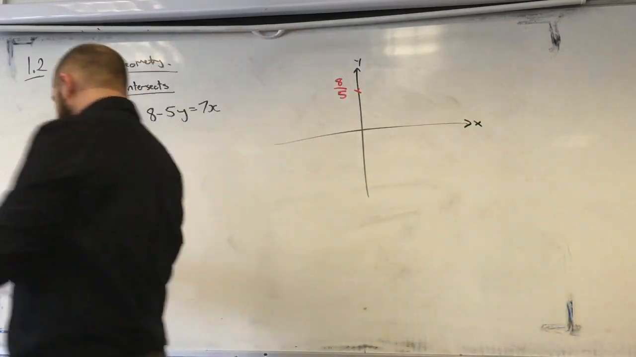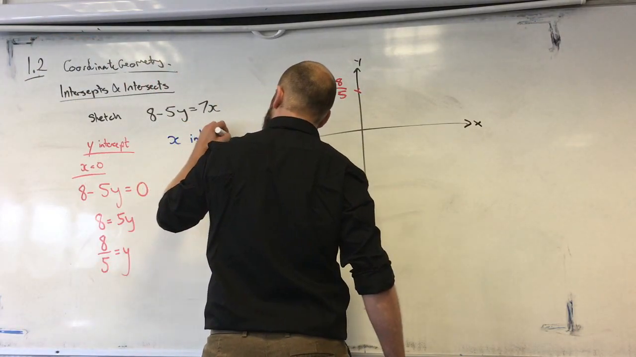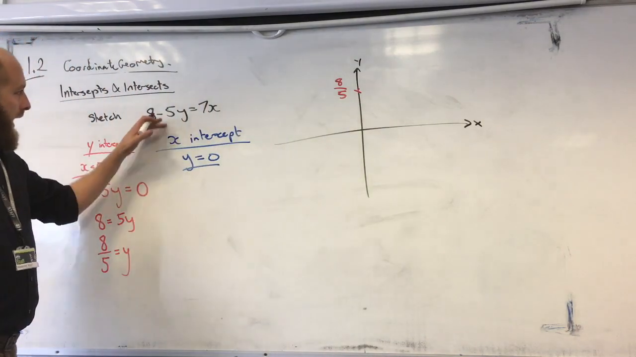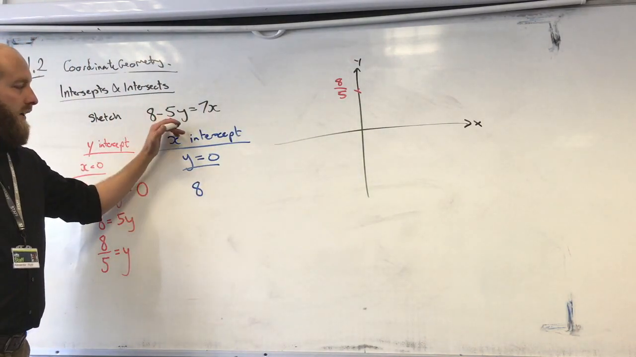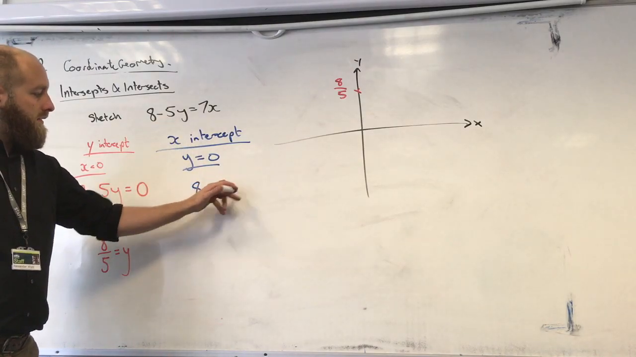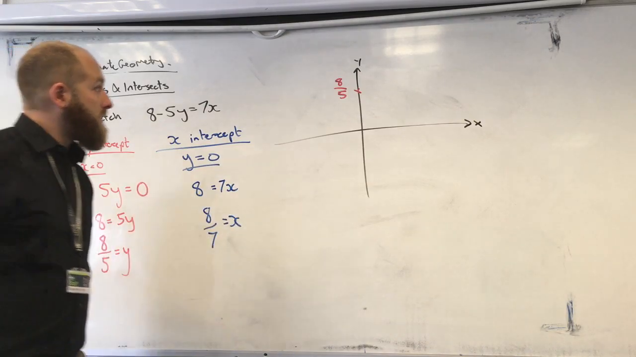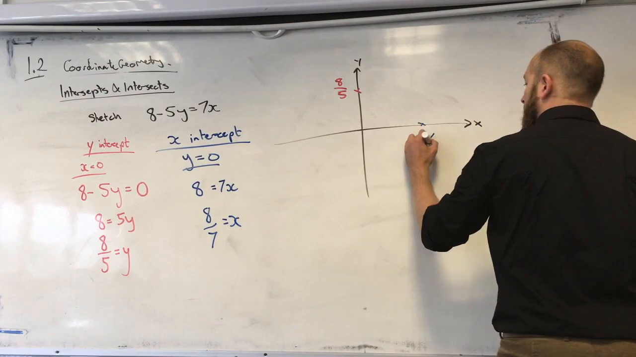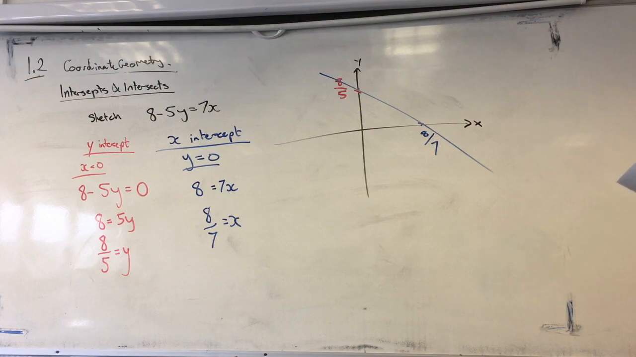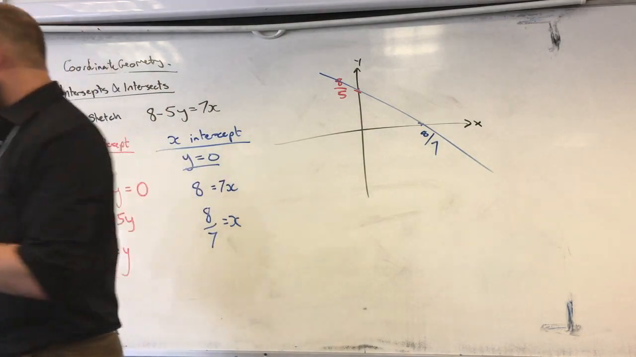So that's already on a graph. Next bit, the x-intercepts. Well, we're going to make y equals 0, as you said earlier. So we get 8 minus 5 times 0 is 0, so 8 minus nothing, so just 8 equals 7x. So divide through by 7, we get 8 over 7 equals x. And if you join them up, it's not to scale, but that's what a line roughly looks like. So that's intercepts. Next up is intersections.